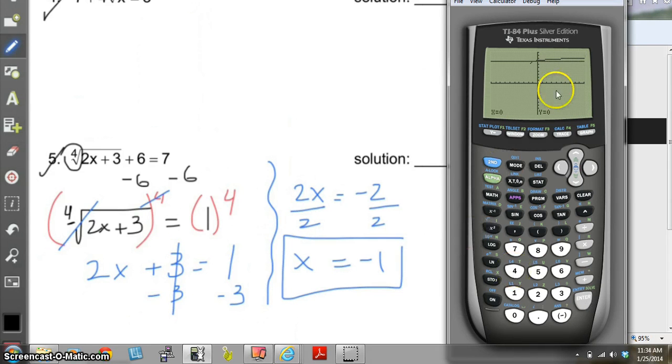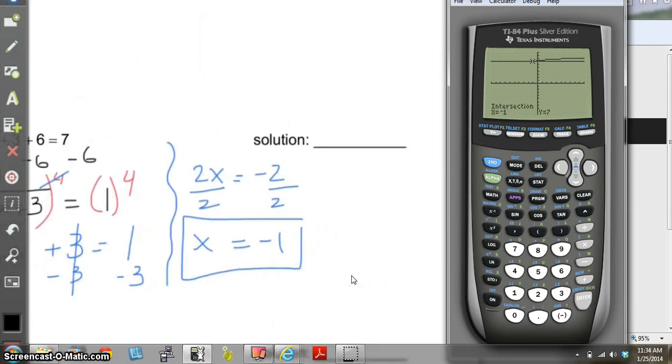Now as you can see, you have the intersection over there. So you do second, trace, and then you press number 5, which is intersect. As you can see, the cursor is there, so press enter 3 times. And the intersection is negative 1, which is your answer. So yes, your solution does make sense, and you put x is equal to negative 1.